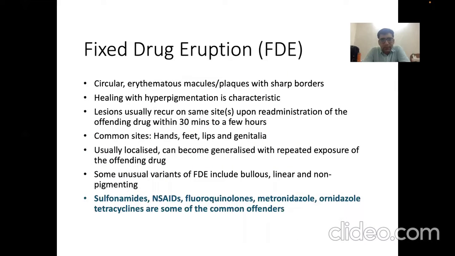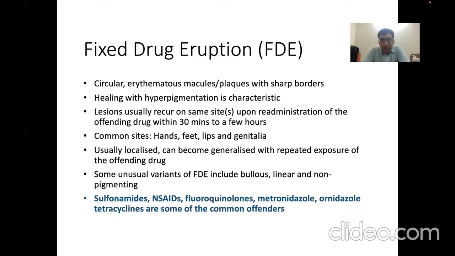Next is fixed drug eruption. These are circular macules or plaques with sharp borders. Healing with hyperpigmentation is characteristic. Lesions usually recur on the same site upon re-administration of the drug within 30 minutes to a few hours. This is the characteristic point. Common sites are hands, feet, lips, genitalia, usually localized.